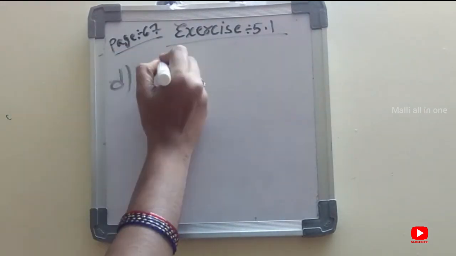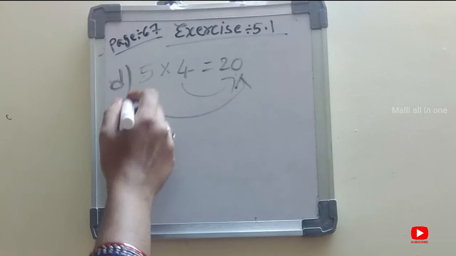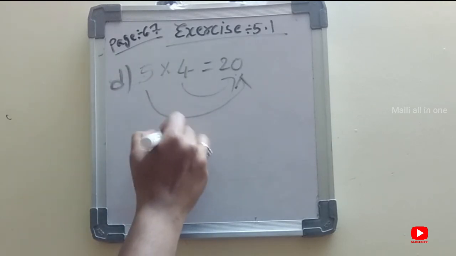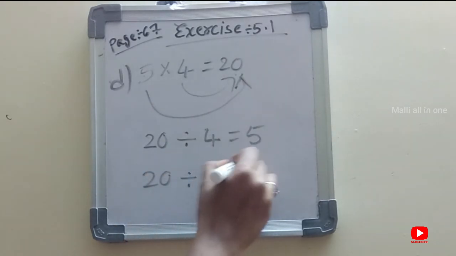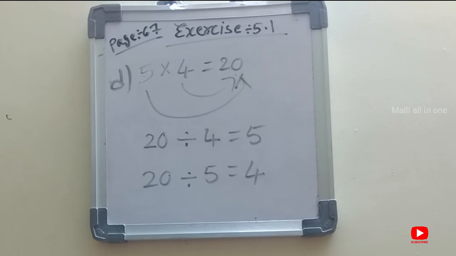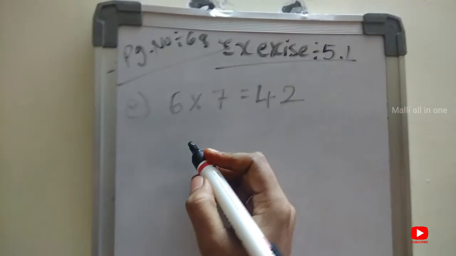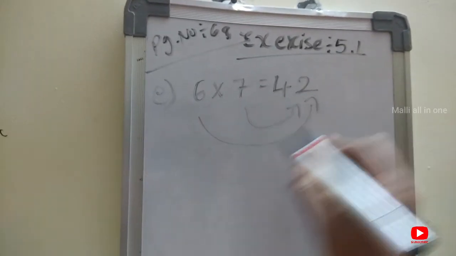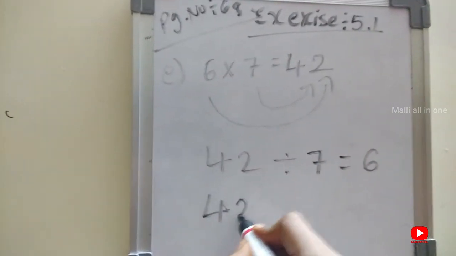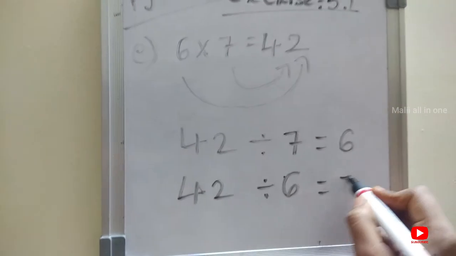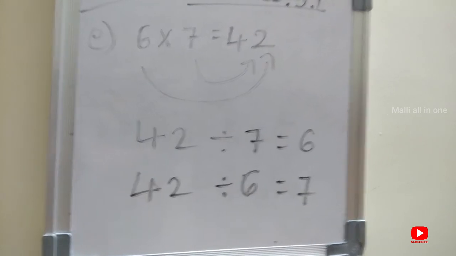Okay. Now D sum. 5 into 4 equals 20. Okay. Now first divided by 20 and divided by 4 and divided by 5. So 20 divided by 4 equals 5. 20 divided by 5 equals 4. This is one fact, this is one fact. Okay. Now E sum. 6 into 7 equals 42. So we have to do division like this. 42 divided by 7 equals 6. 42 divided by 6 equals 7. This is one fact and this is one fact. These two are called division facts for this number.